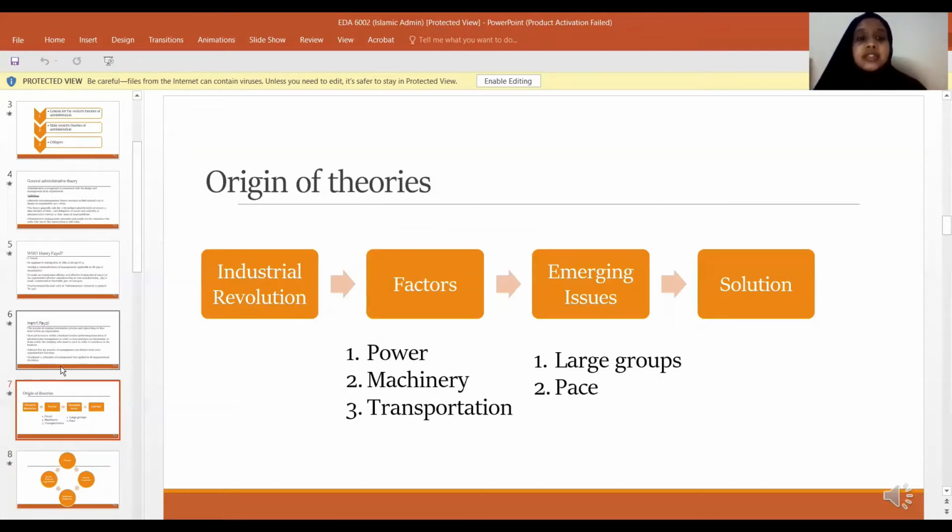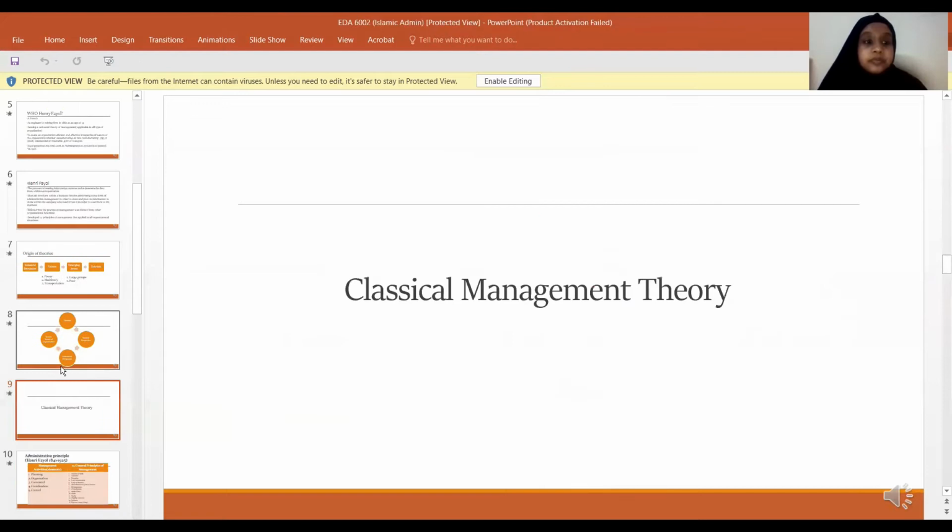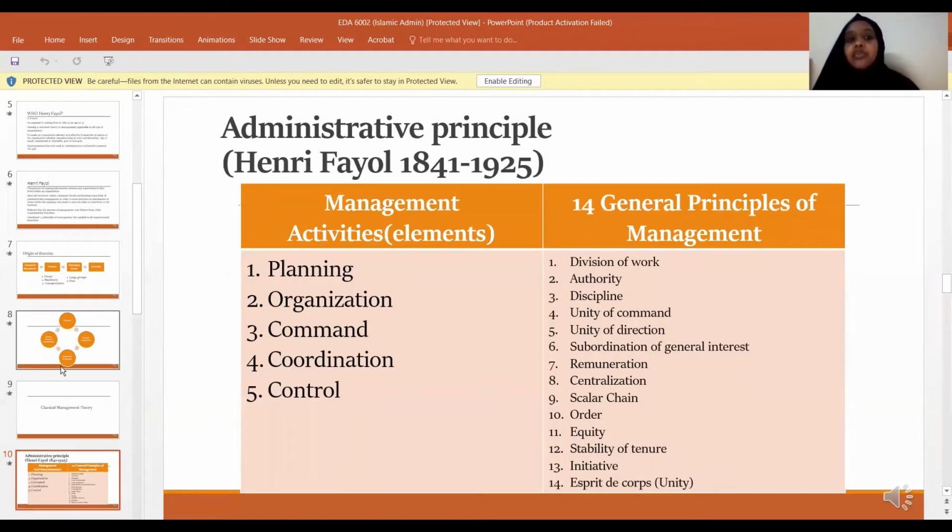The origin of the theory started from the industrial revolution, then the factories, which is the power, machines, and the transportation, the emergence of issues, and the solutions. This is the origin of the theory, where it's coming from. So the theory is divided into subtitles: the classic perspective, then the humanities perspective, then the system theory of organization. So first we have the classical perspective. In the classical perspective in administration, there are principles and elements of management or the activities.